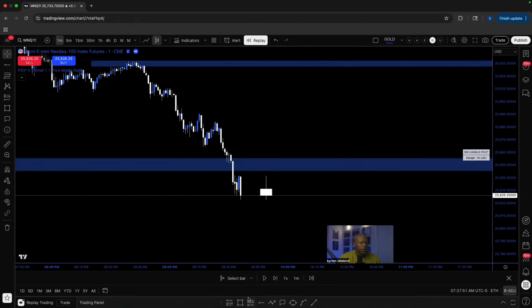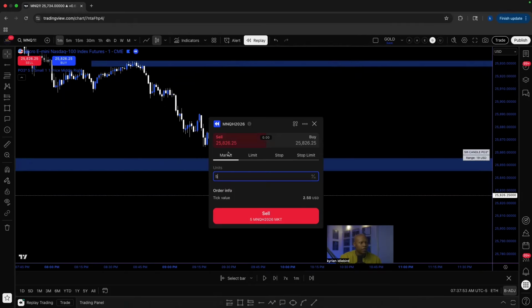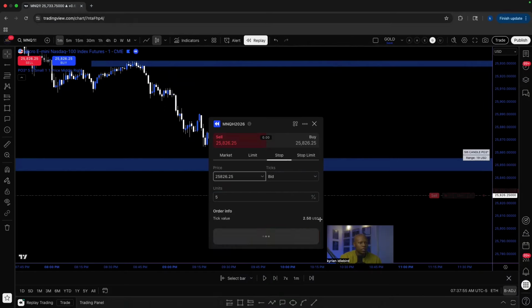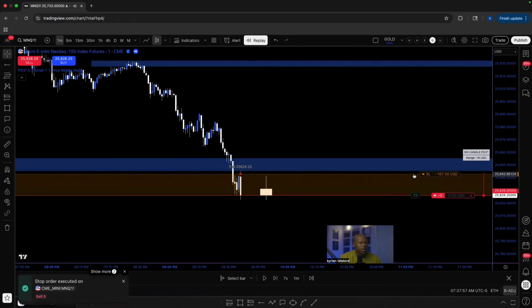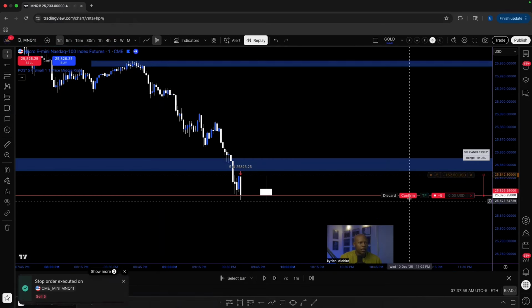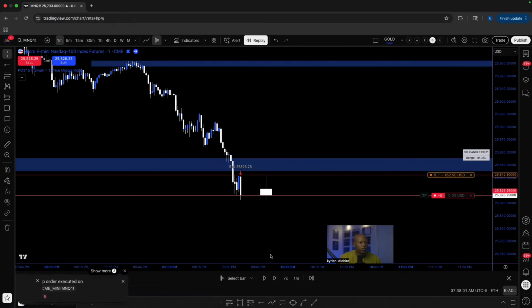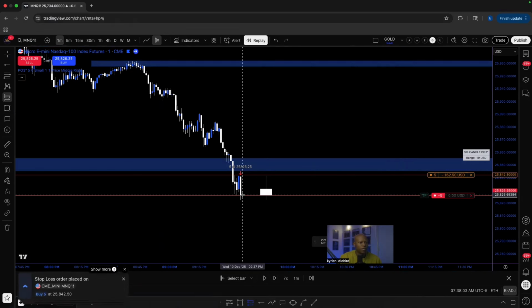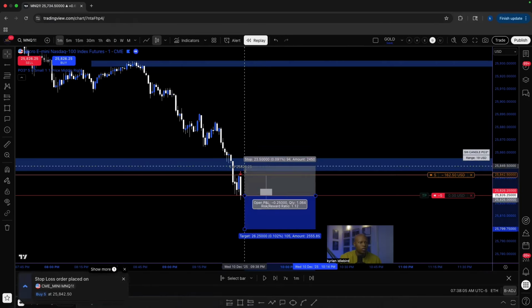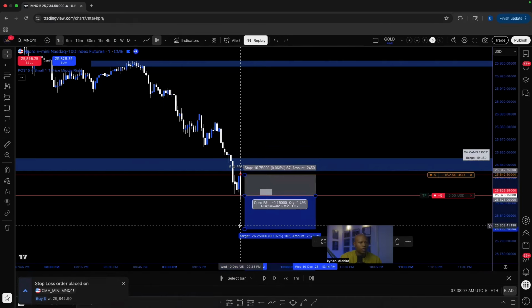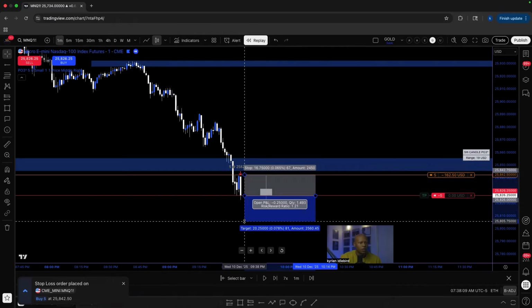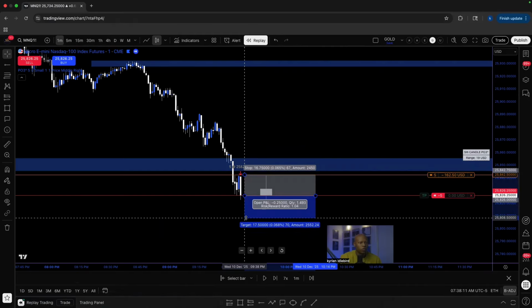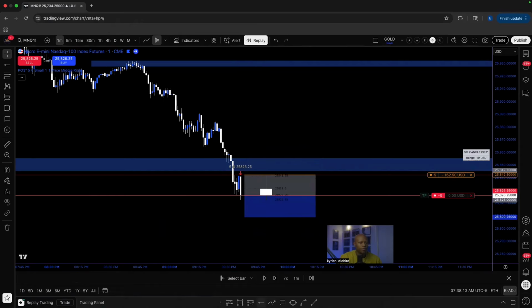We're going to go ahead and enter this trade here with a sell stop, and then we'll set our stop loss above this candle's high here. And then what we're going to do from this point is we're going to set up our 1-to-1 and our 1-to-2. So my 1-to-1 is going to be right here. So 1-to-1 risk to reward is right there.